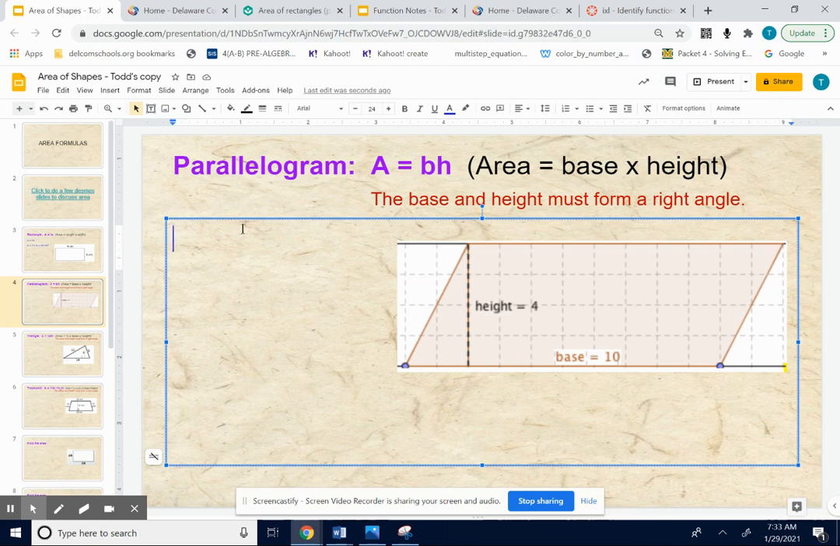So we're going to type in A equals BH. We're going to plug the base and the height in for the variables. The base is 10 times the height's 4. So we get 10 times 4. 10 times 4 is 40.